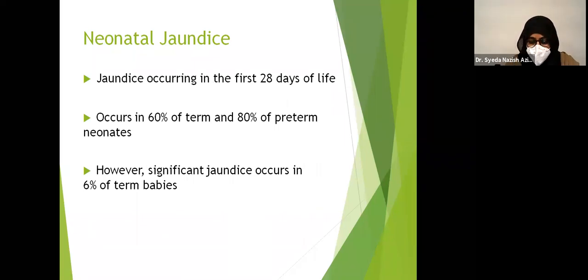So how do we define neonatal jaundice? Anytime a neonate, which means a baby in the first 28 days of life, has jaundice, it is termed as neonatal jaundice. It is, as I mentioned, a very common entity. Almost 60% of all the babies that are born at term do develop jaundice in their neonatal age. And this number becomes even larger if they are born preterm, reaching up to 80%. However, significant jaundice only occurs in around 6% of the term babies. Also, this number is higher, up to 25% in cases of preterm.